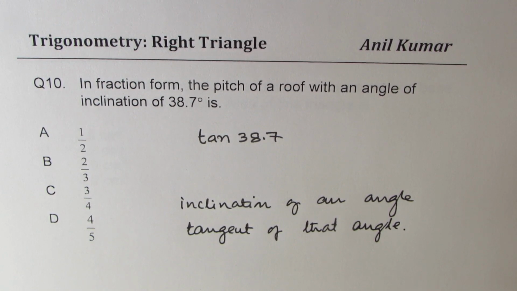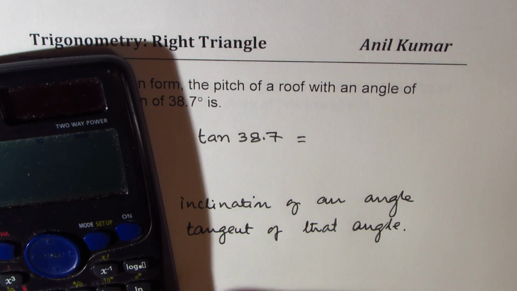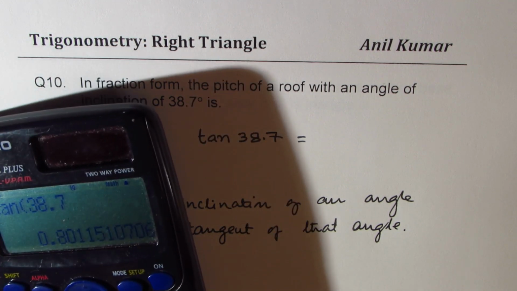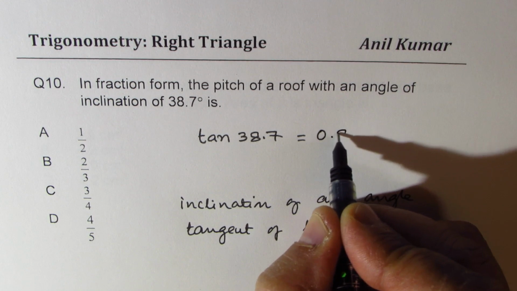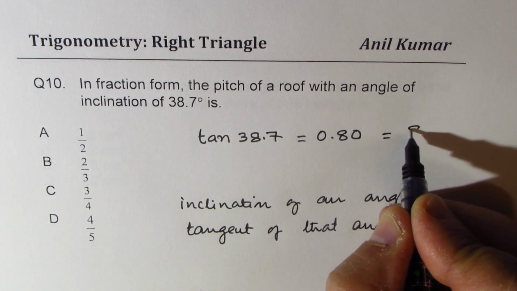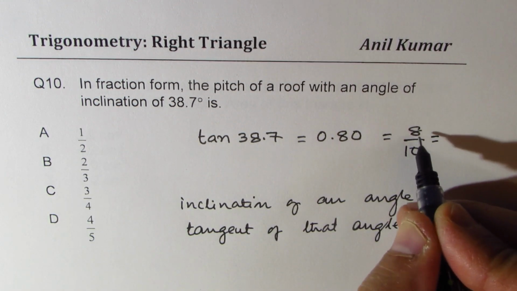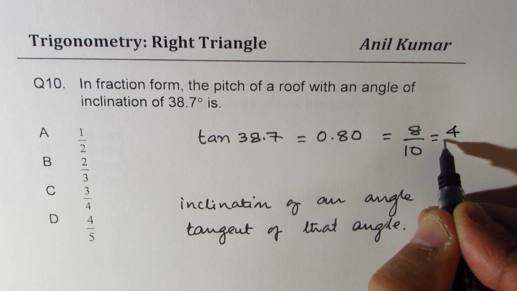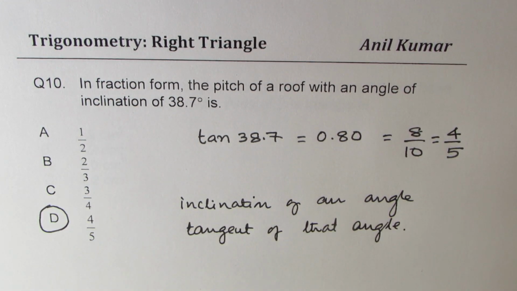Do you understand? Slope. So that is what it is. So let's use the calculator and figure it out. So it is tan of 38.7. It is equal to 0.80. How do we write it in fractions? I could write this as 8 over 10. Now that is not the option, but you could reduce dividing by 2 and write it as 4 over 5. So option D is the right option.